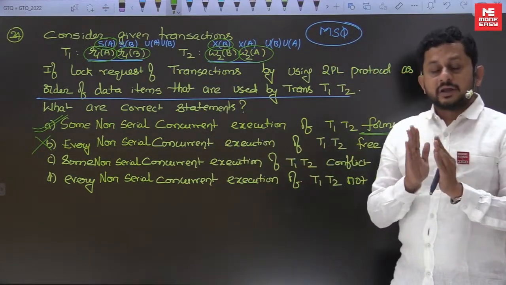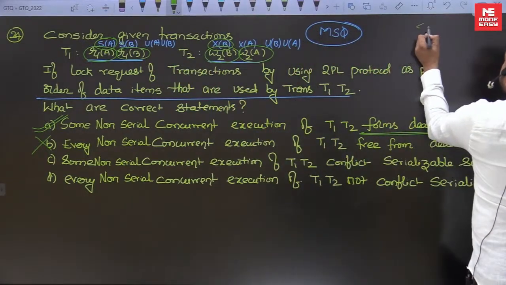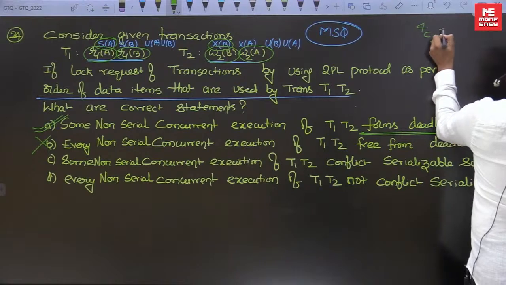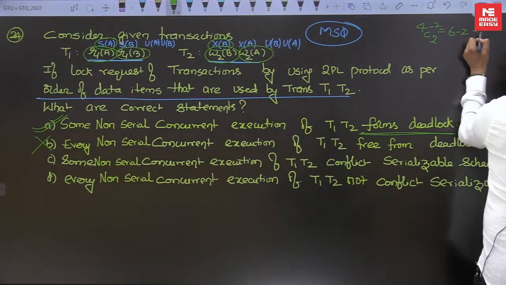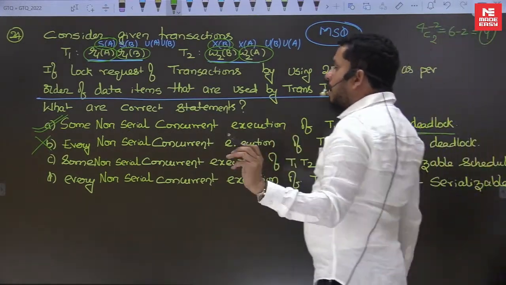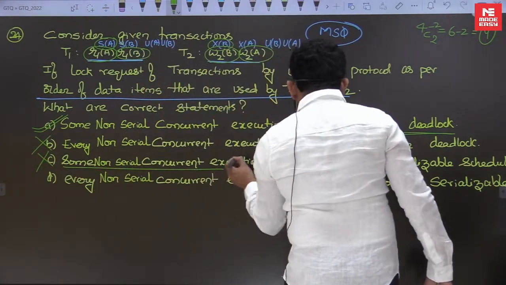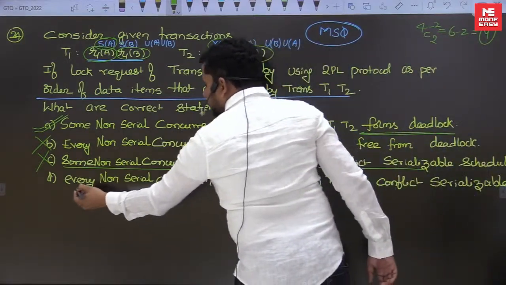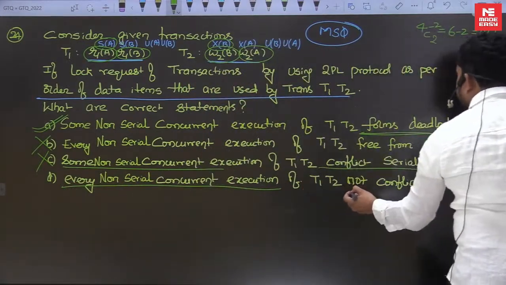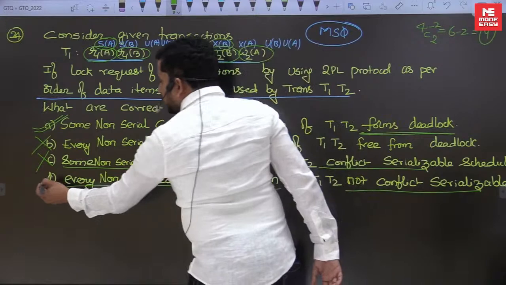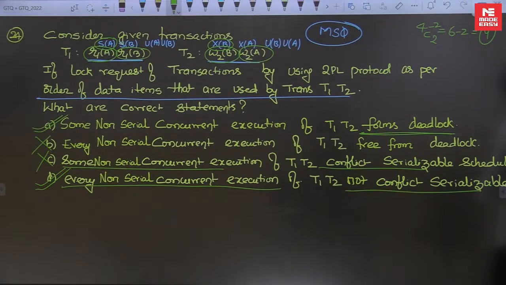Any non-serial schedule, every possible schedule with two operations and two operations, that means 4C2, total 6 schedules. Out of 6 schedules, 2 are serial. If we subtract those 2 serials, the remaining 4 non-serial schedules all form a cycle in the precedence graph. So "some non-serial schedule is conflict serializable" is false. Every non-serial schedule fails conflict serializability. So A and D are the correct statements for this question, and C is not correct.